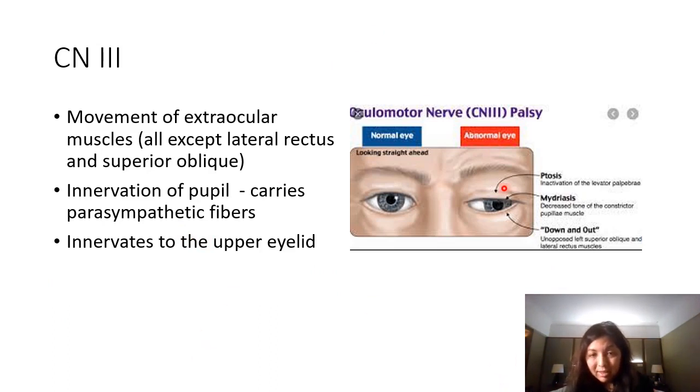So what you can imagine is if you have a palsy of cranial nerve 3, all the extraocular muscles of the eye will be paralyzed except the lateral rectus and the superior oblique. Therefore, your pupil will move into a down and out position. You won't have the fibers which constrict the pupil, which is what the parasympathetic does, and therefore the pupil will dilate, and you will have ptosis because you no longer have supply to the muscle that keeps the eyelid up.